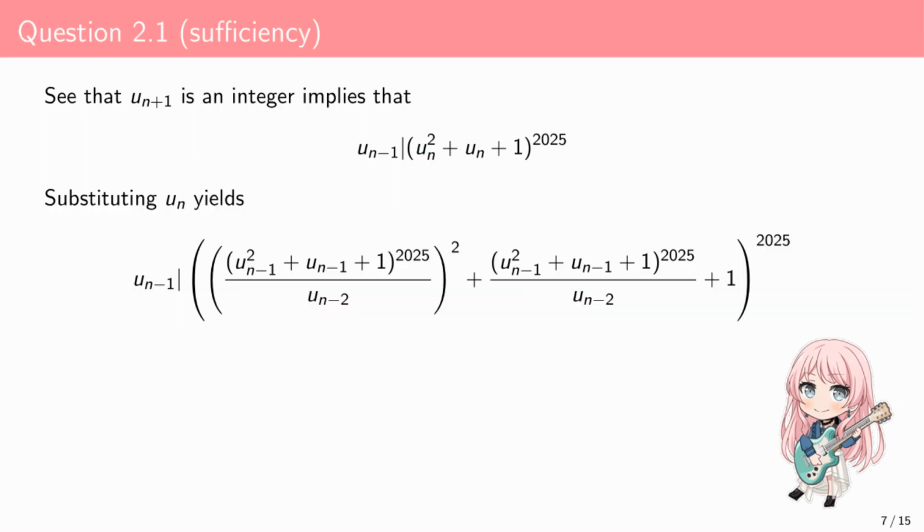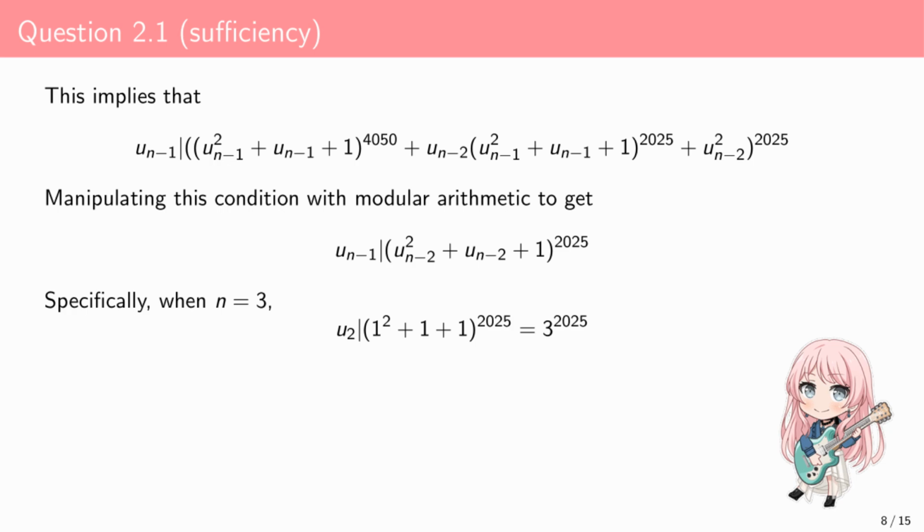See that Un+1 is an integer implies that Un-1 is a factor of Un squared plus Un plus 1 to the power of 2025. We can now substitute Un with the given recursive formula to get the following result. This also implies this, which can be obtained by multiplying the right-hand side with Un-1 squared. We manipulate this with some basic modular arithmetic to obtain this. Specifically, when n equals 3, we can show that U2 is a factor of 3 to the power of 2025, and we have completed this part of the proof.